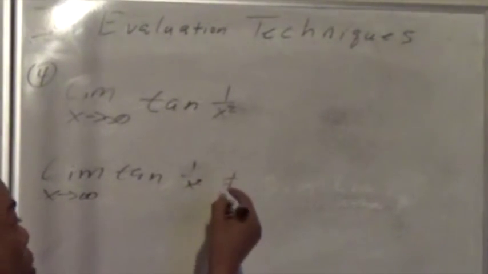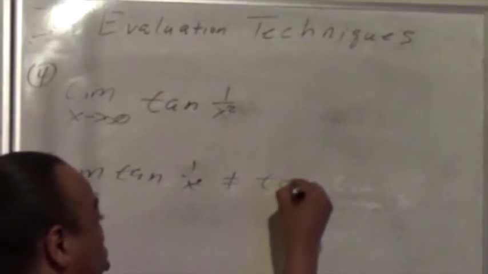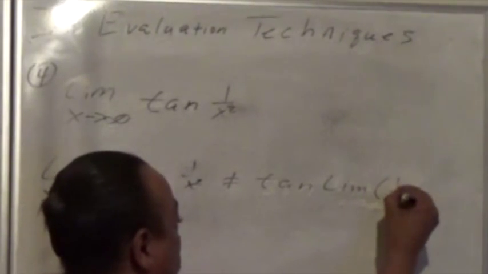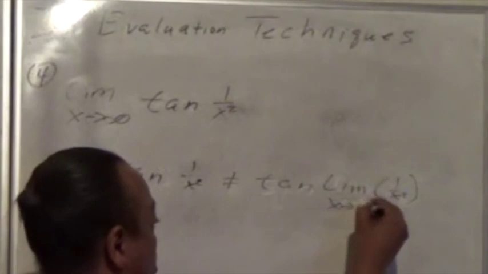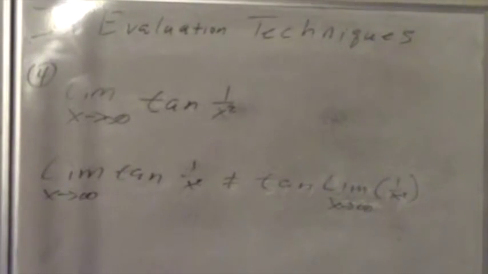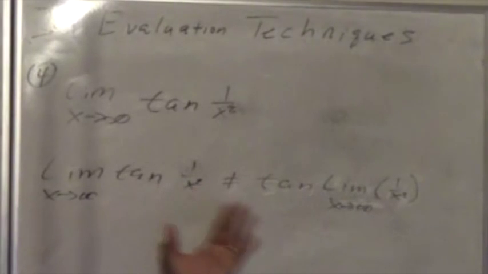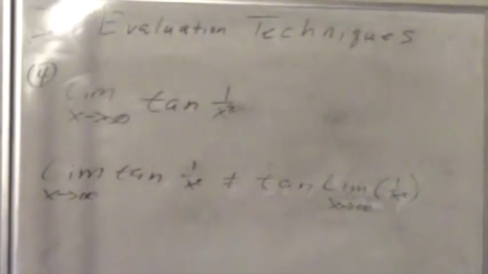The problem is that you cannot transfer a limit outside of a trig function to the inside of a trig function on the angle. This cannot be done. You cannot, again, transfer from the outside of a trig function to the angle. Okay, so we need another method, and the method we're going to use is substitution.